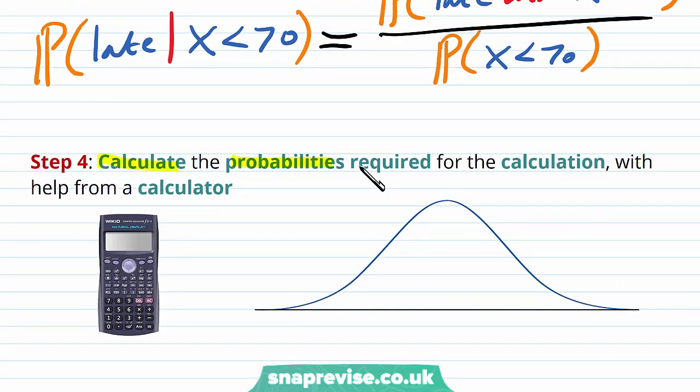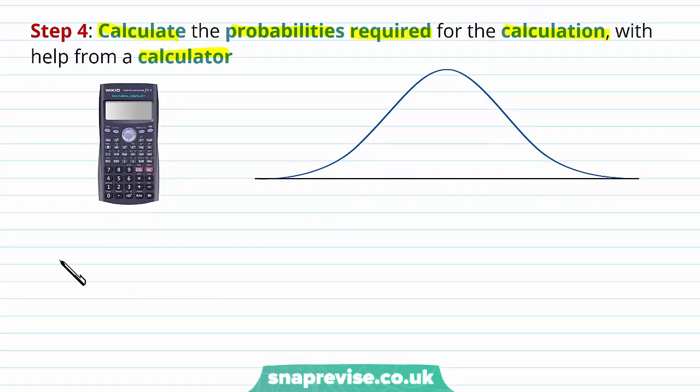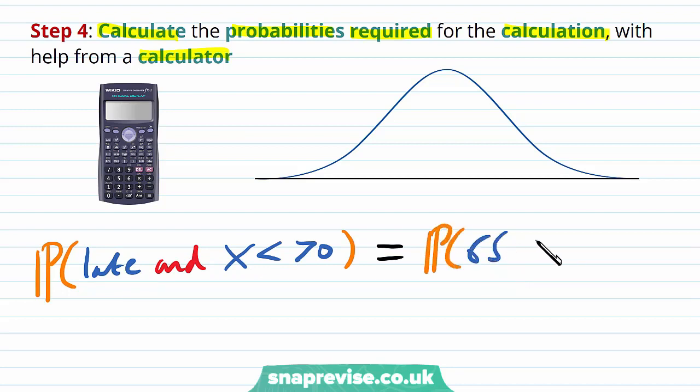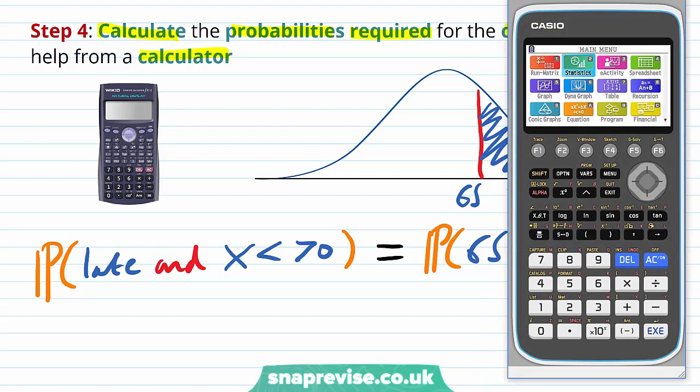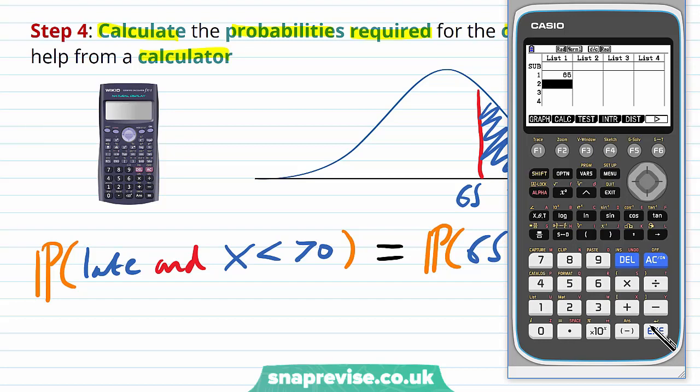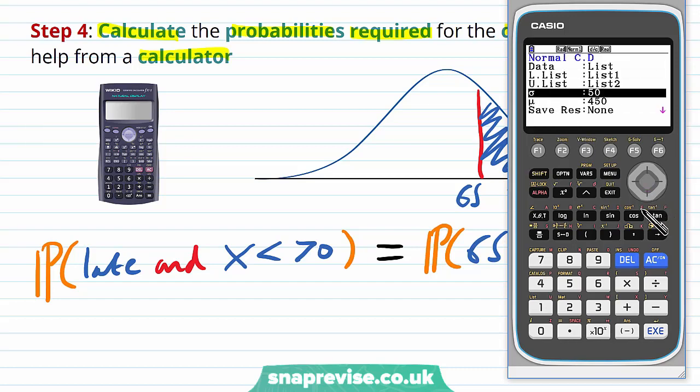Our fourth step is to calculate the probabilities required for the calculation with help from a calculator. The probability that the train is late and X is less than 70 must mean that capital X is between 65 and 70, by the definition of being late. Using our calculator, we can work this out very easily. Just as an illustration, we have our 65 and our 70. To be late, you have to be after 1 hour and 5 minutes by definition, but we know that X is also less than 70, so it's in this range in the middle. By using our calculator, we can have our endpoints as 65 and 70. Then we have our distribution, normal, NCD. Our sigma value is 6, and our mean, mu, is 60. We find that this value is 0.1545.